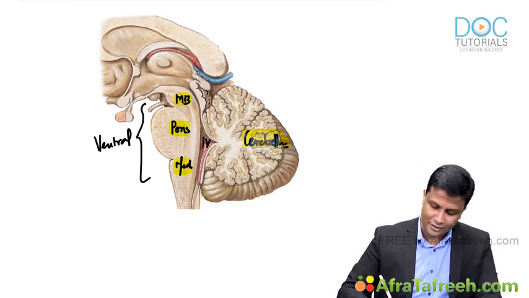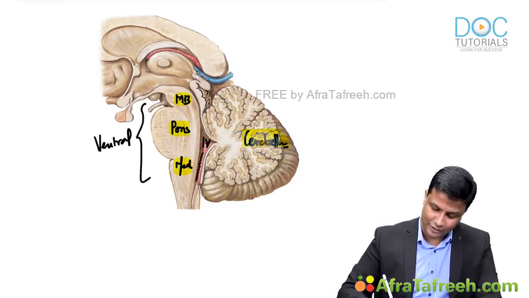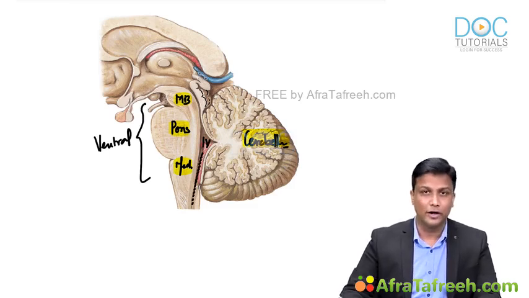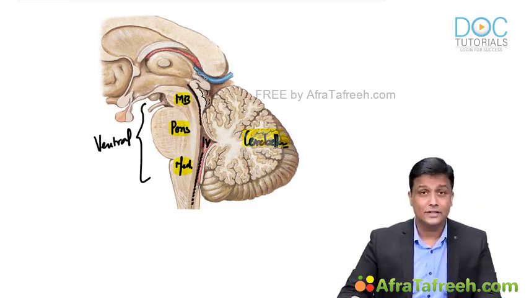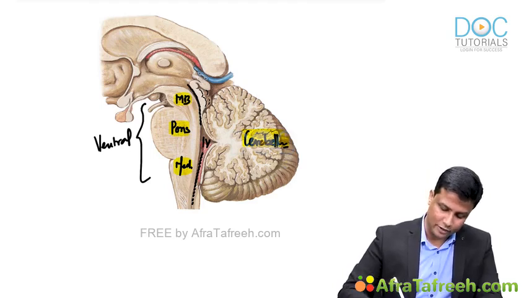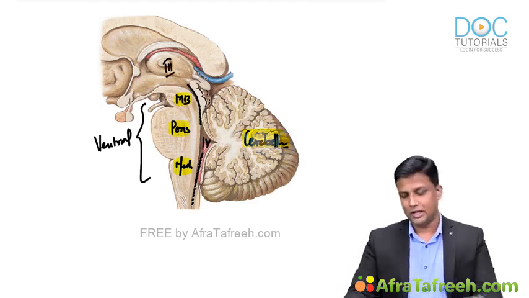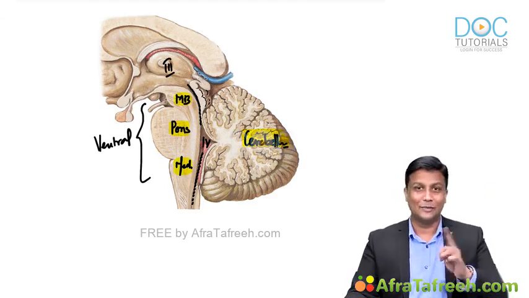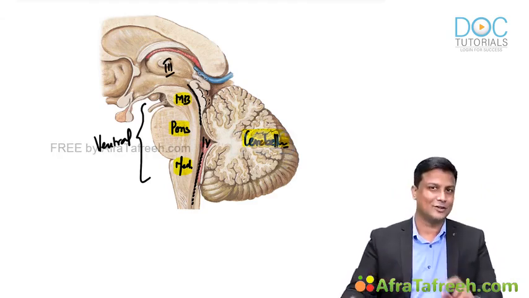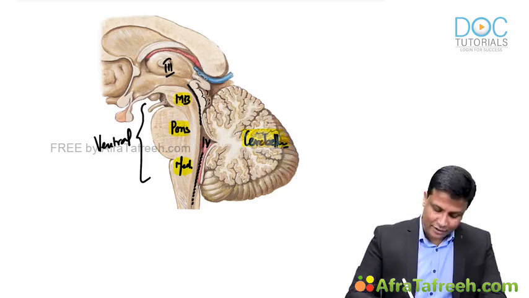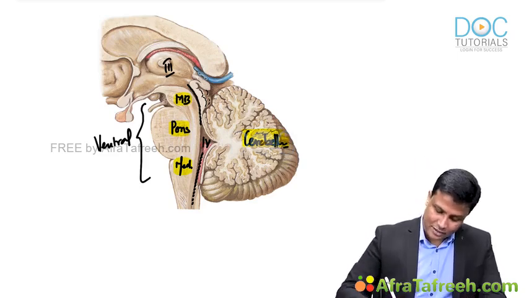And you can clearly appreciate the fourth ventricle will continue down here into the central canal of the spinal cord, and that will continue above into the aqueduct of Sylvius that will connect that with the third ventricle. So third and fourth ventricle are connected by the aqueduct of Sylvius, and the fourth ventricle will continue down as the central canal of the spinal cord.